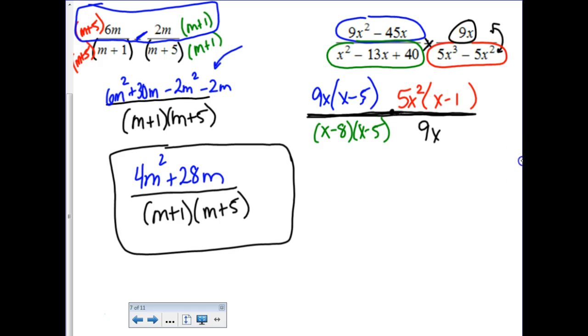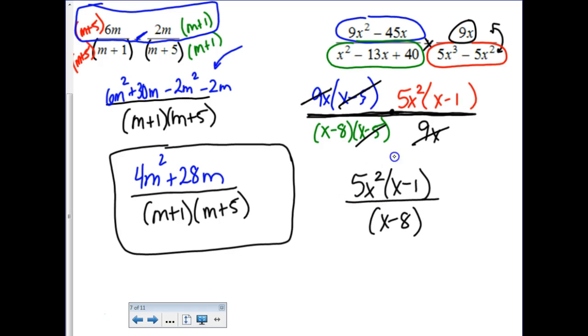This is my favorite part. You get to cancel things. 9x's are gone. What else? X minus 5's are gone. So that's all you can cancel. The 5x squared times the x minus 1, I would leave in factored form, over the x minus 8.